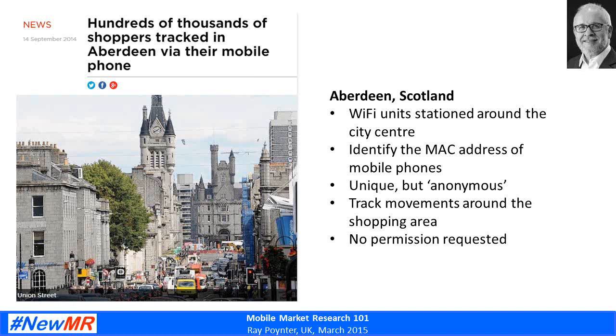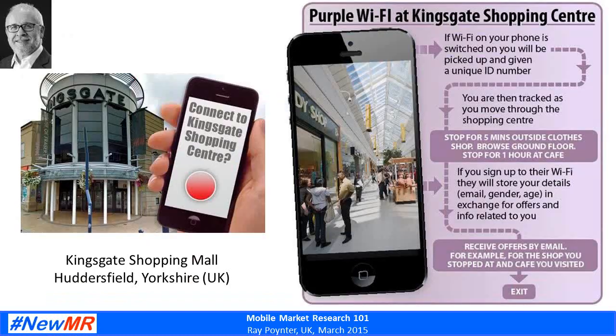A little bit more tricky with the iPhones, really easy with the Androids. These were unique, but in theory anonymous. There is some dispute about how anonymous that turns out to be. If you keep tracking that somebody goes home and they're the only person who lives there, is it still anonymous, for example? They tracked the movements all around the shopping area. They obtained no permission for all that whatsoever because they said it was anonymous, so we don't need permission. And that's caused a certain amount of concern.